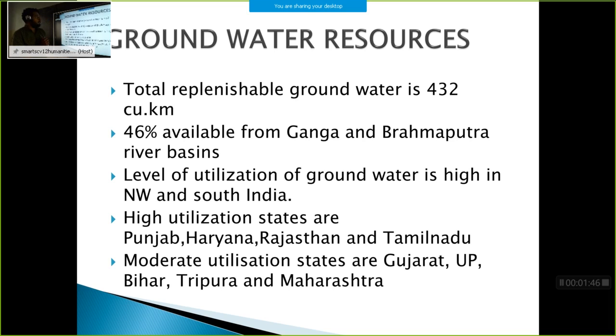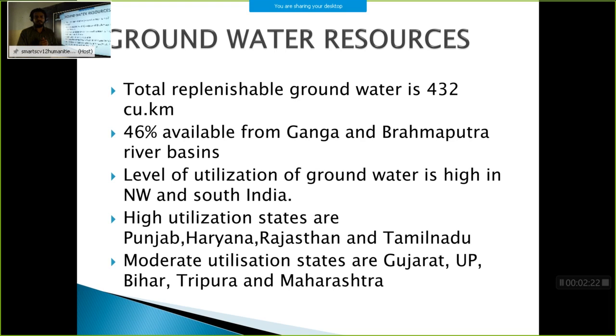Talking about groundwater resources, the total replenishable groundwater is 432 cubic meters. In the same way, 46% is available from the Ganga and Brahmaputra river basins. As I told you before, Ganga and Brahmaputra are perennial rivers. So what are perennial rivers? Perennial rivers are those rivers which get water from the Himalayas, from ice and snow that melts. So they have water throughout the year.